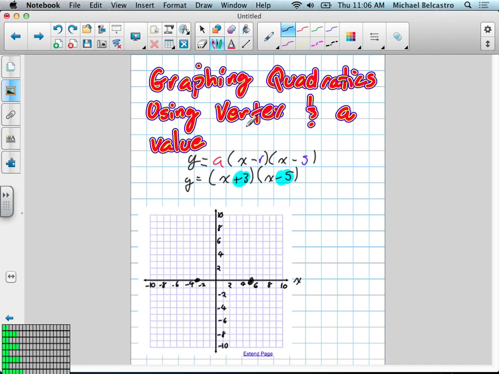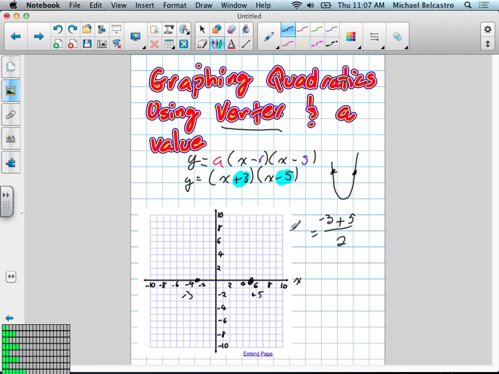Okay? Now remember, we need to find the vertex. Well, since I have 2 points, if you recall, a parabola is either up or down. And if I'm on the same y value, the vertex is going to be directly in the middle of those 2 numbers. Okay? So a way we can find the x value of the vertex is by adding the 2 together and dividing by 2. Okay? So remember we had -3 and +5. We're going to take -3, add it to +5, and divide by 2.